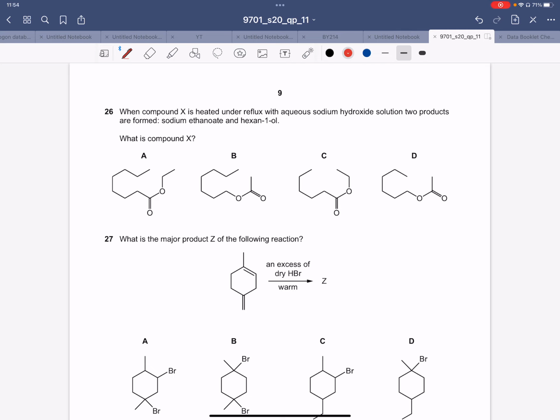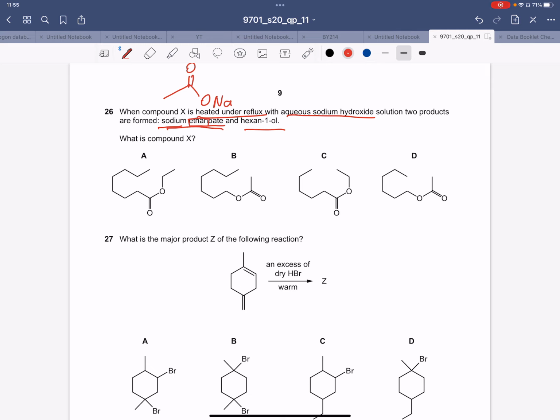When compound X is heated under reflux with aqueous sodium hydroxide, 2 products are formed: sodium ethanoate and hexan-1-ol. So sodium ethanoate, just think about it like this. Whenever you see sodium and something O8, just think of it as this thing right here, and then add the oic acid. So ethanoic acid would look like this, right? You have a double bond O and then an OH, but it's sodium ethanoate. So all you have to do, after getting that ethanoic acid, is take off the H and pop on an Na. That's literally all it is. This is what you name sodium ethanoate.